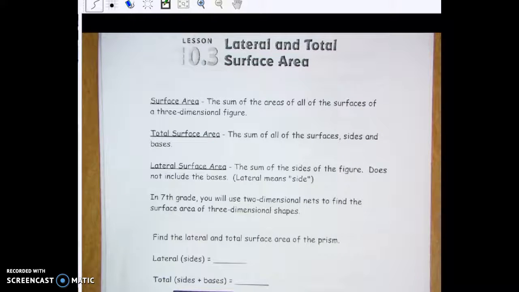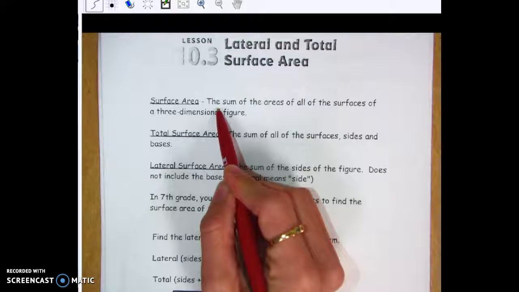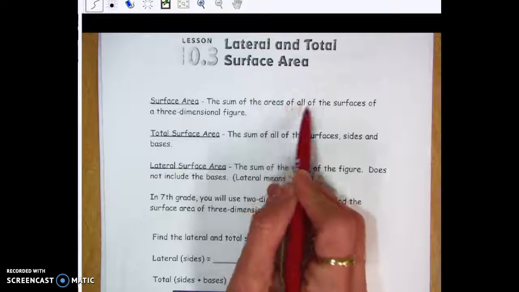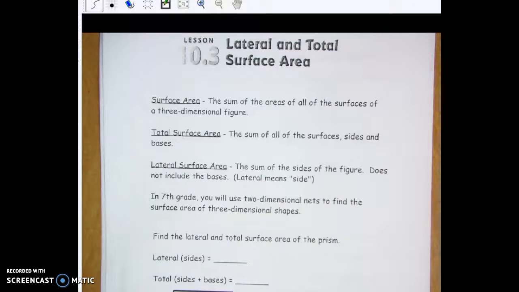Surface area, we've been talking about area, and area is of a flat two-dimensional shape. But surface area is of a three-dimensional shape, like a box or a triangular prism, a rectangular prism, all of those type of things. So surface area is when you take the area of every side and add it all together. So it's the sum, because it means you add it, of the areas of all the surfaces of a three-dimensional figure. So if you have a Kleenex box, it means you find the area of every square or rectangle on that Kleenex box and then add them all together.